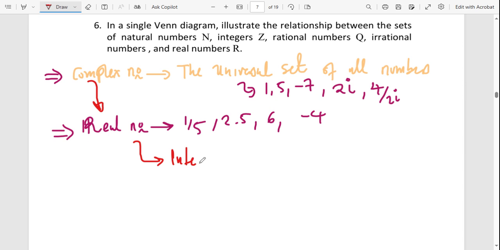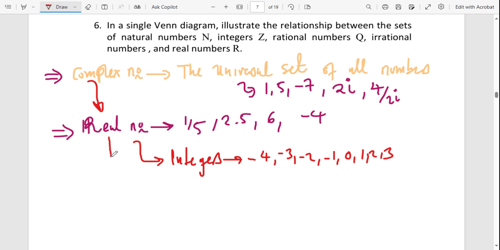Okay, the integers. Now integers are basically counting numbers, negative and positive. Just that, negatives and the positives. So this is where you find negative 4, negative 3, negative 2, negative 1, 0, 1, 2, 3, and such. You don't include decimals.